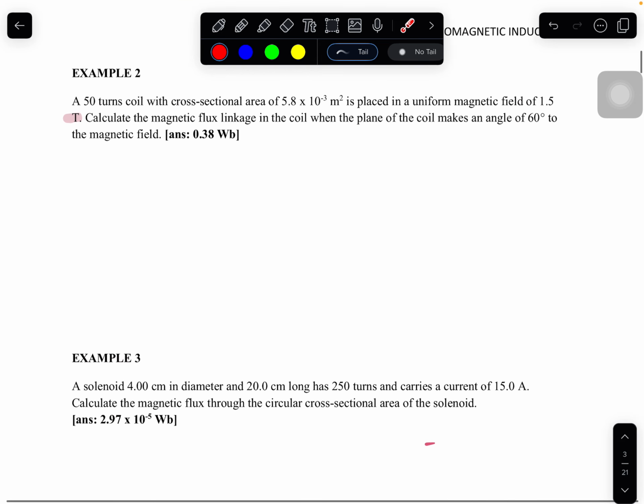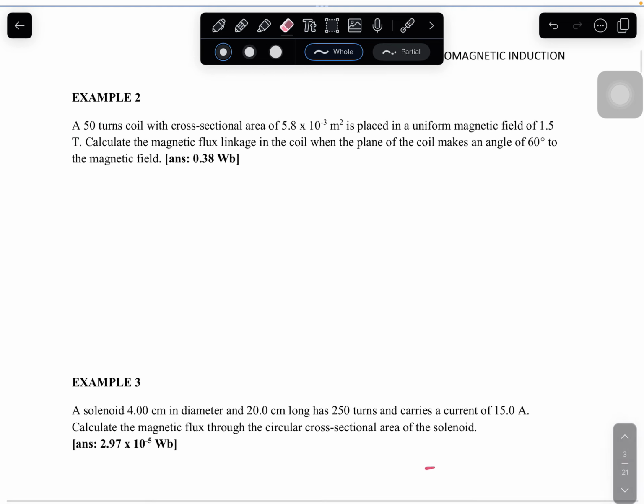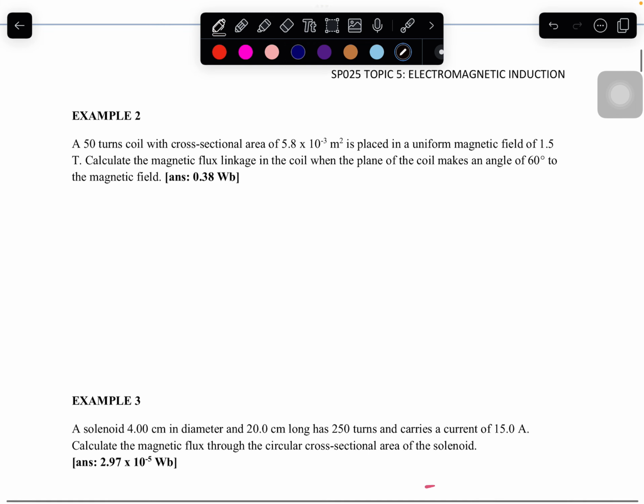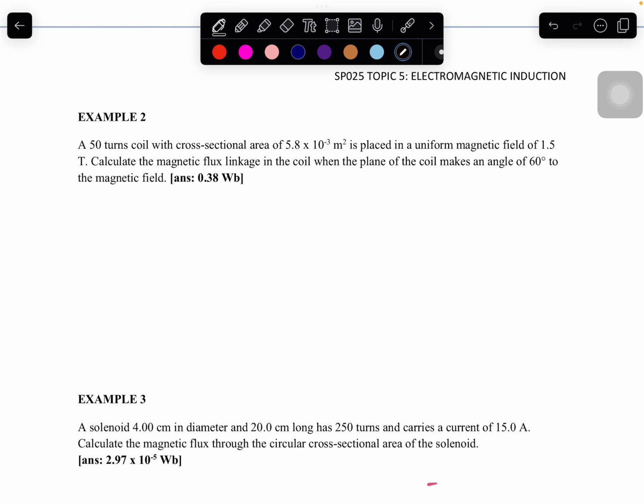Alright, next one, let's look at example 2. Example 2 here, we have a 50 turns coil with cross-sectional area 5.8 exponent -3 meter square. It's placed in a uniform magnetic field 1.5 Tesla. Calculate the magnetic flux linkage in the coil when the plane of the coil makes an angle of 60 degree to the magnetic field.